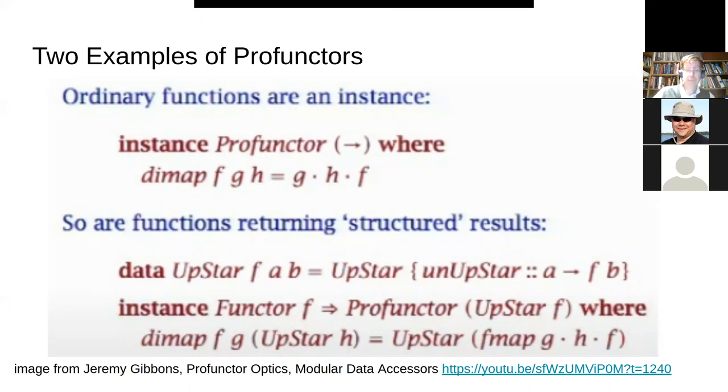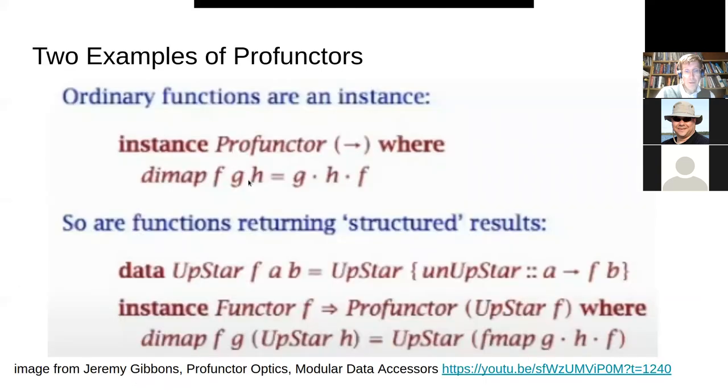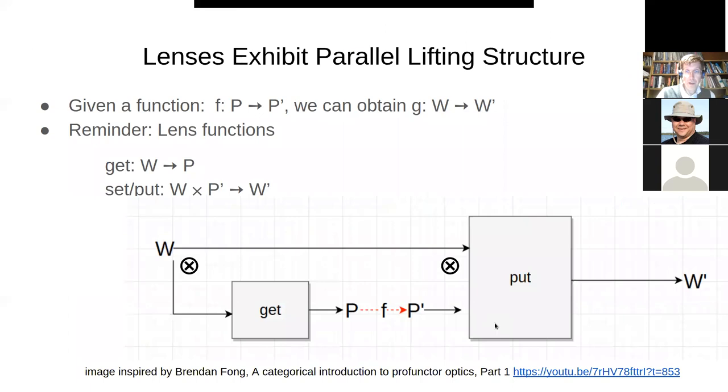We can write dimap for them, something that lifts it in this sort of way to go from this to this. And we can also do that for other things, like things that return a set of values, for example, which is kind of nice.